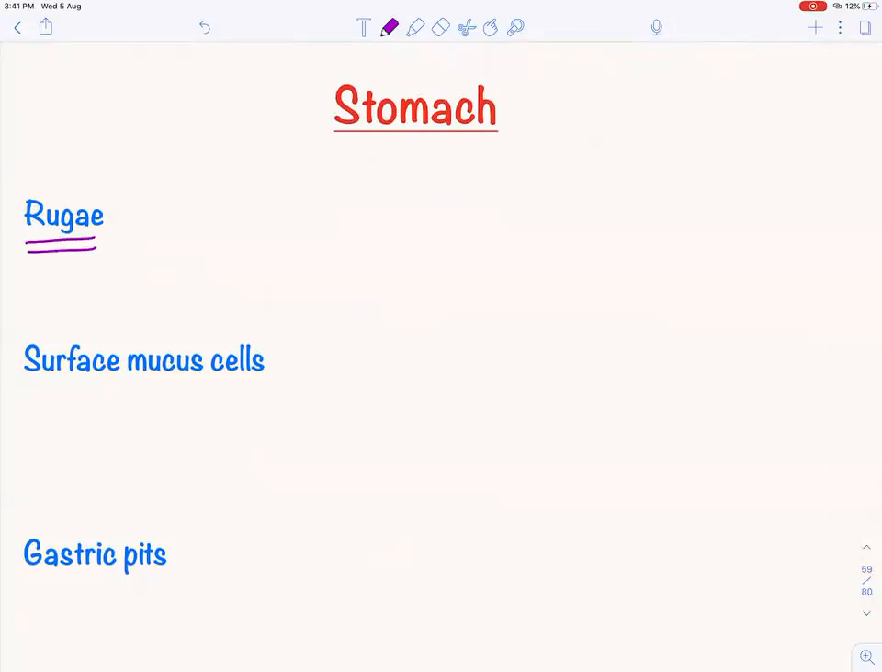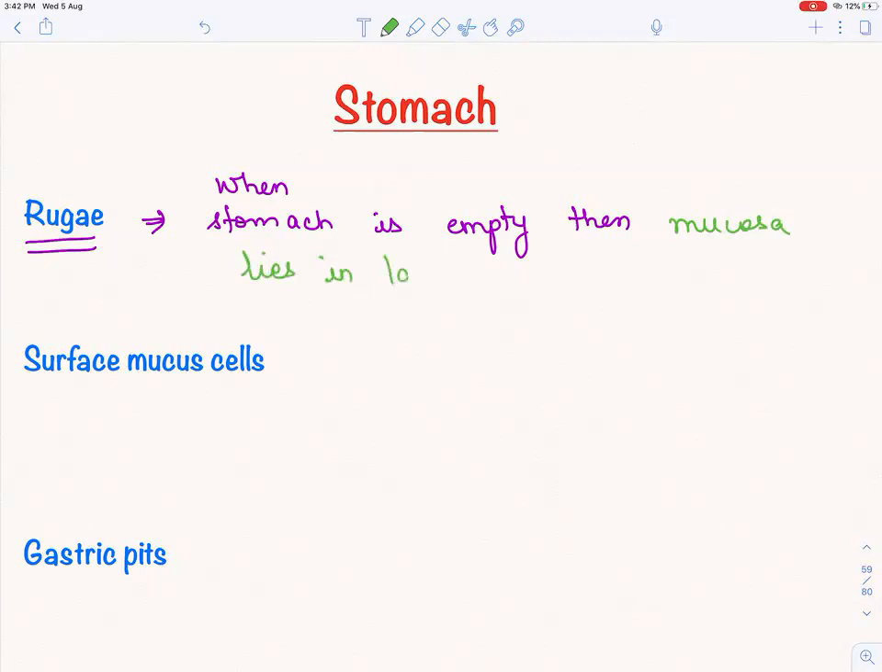In the stomach, there are a few things to remember. What is this? Rugae. When the stomach is empty, then the mucosa lies in large folds, and these large folds are known as rugae. So what lies in large folds? The mucosa. Okay, so if this is the stomach, this mucosa lies in large folds.